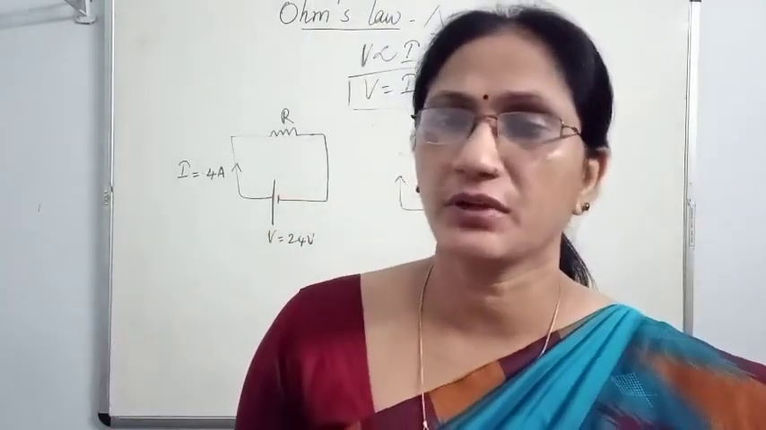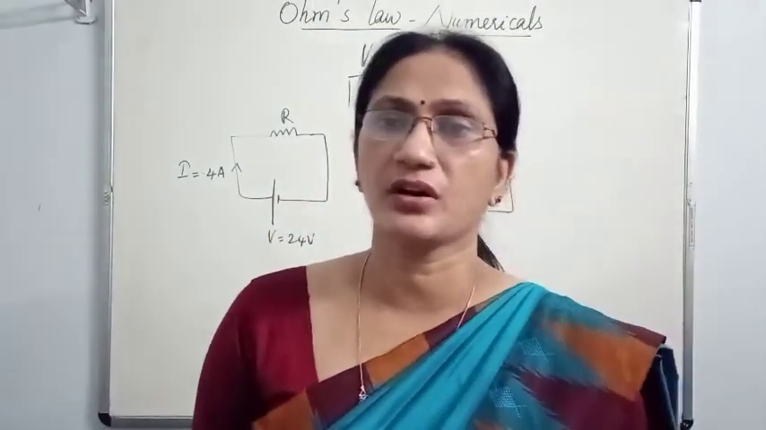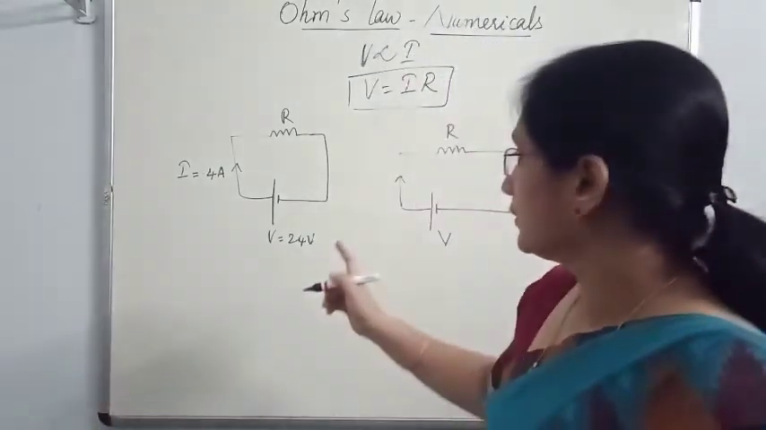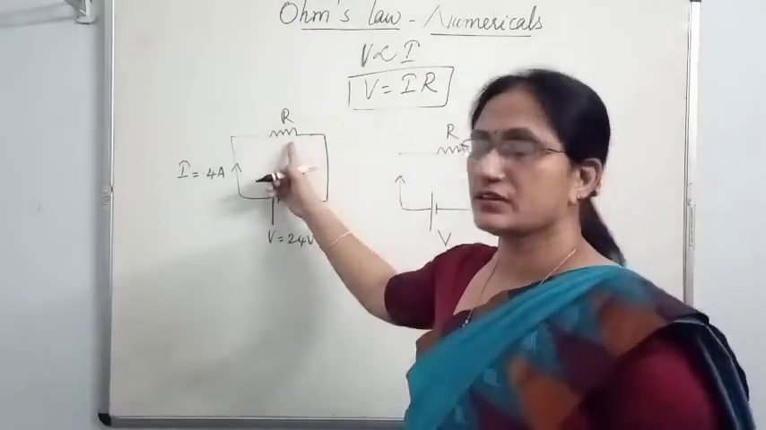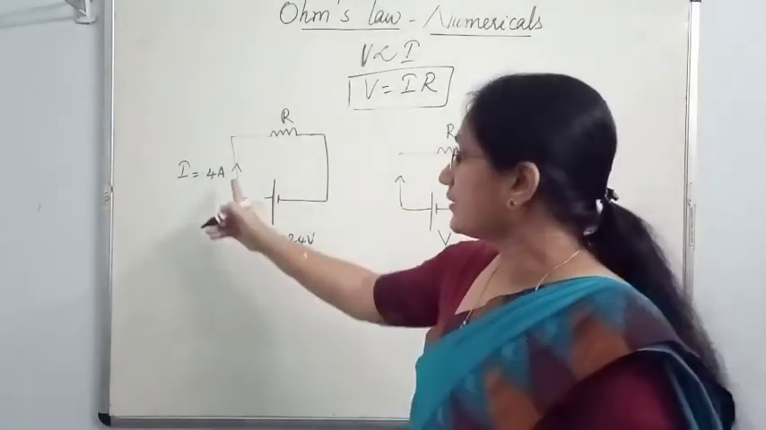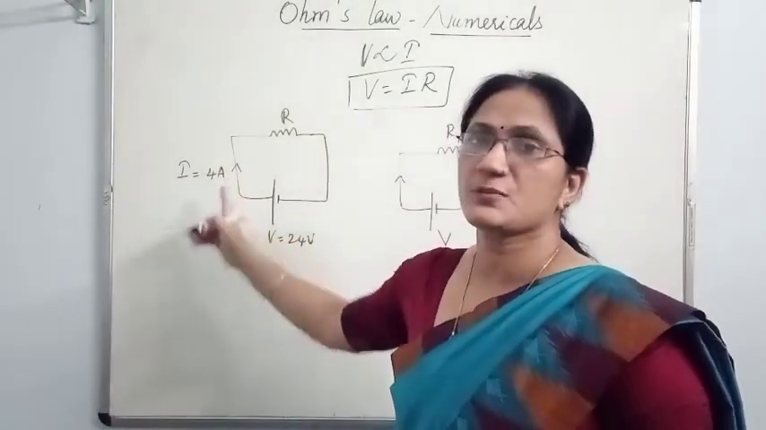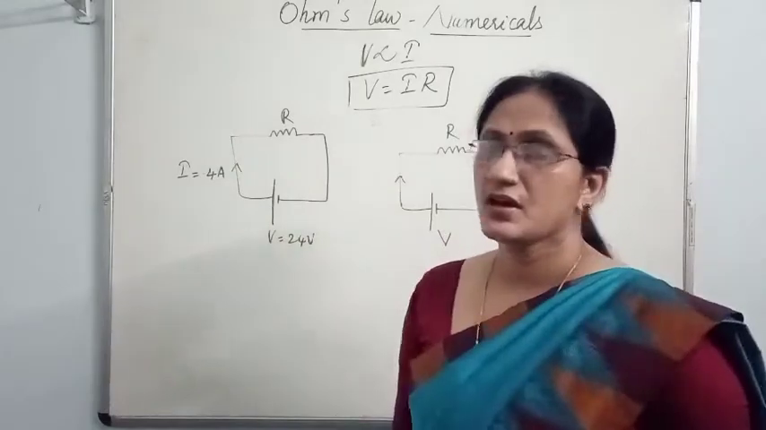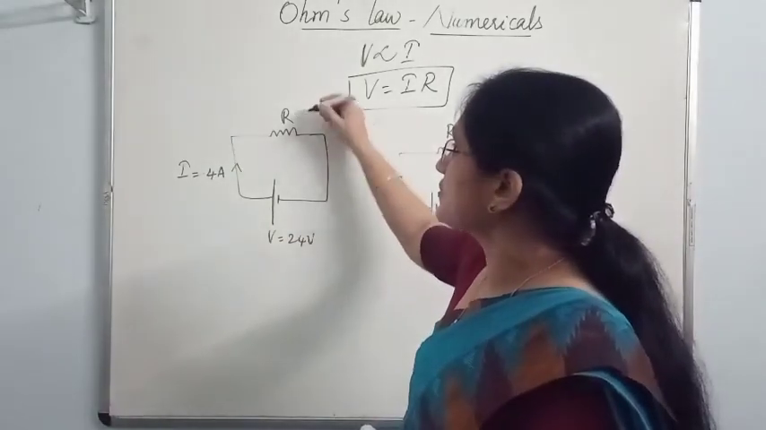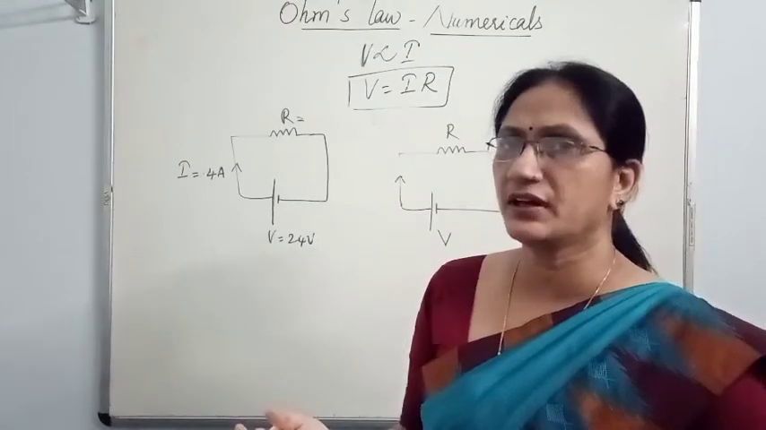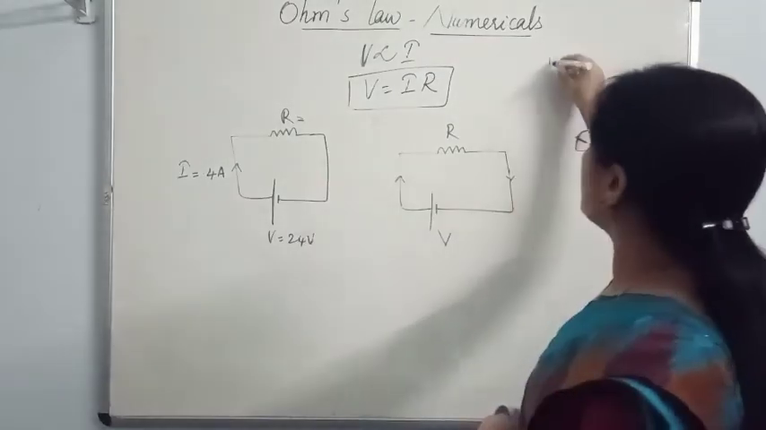Listen to another numerical. This numerical is not given in your textbook. So listen to the question carefully. Across a resistor, a 24 volt battery is connected and the current flowing through it is 0.4 ampere, or current in the circuit is 0.4 ampere. Calculate the resistance of this resistor. R you have to calculate as you did earlier. R is equal to V by I.